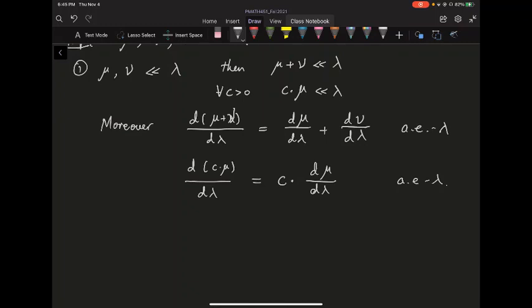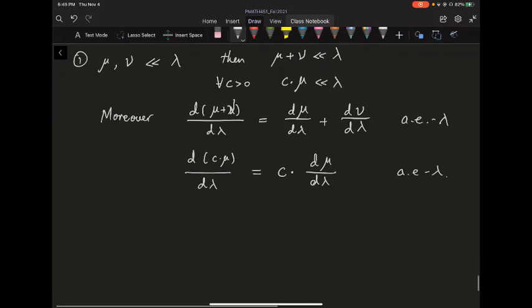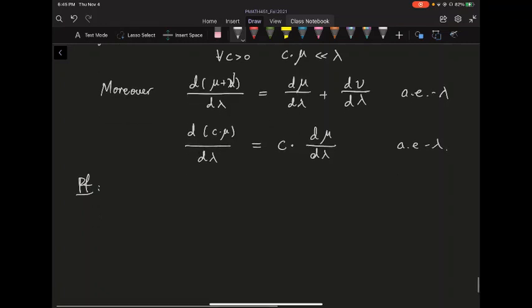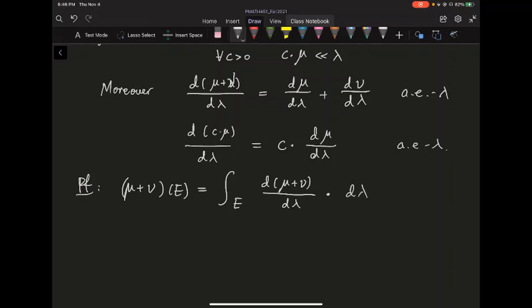Why is this the case? Well, let's just prove the linear part, and I'll leave the other one as an exercise. It's really simple because you just write basically the definition, and we already proved all the heavy lifting stuff. The uniqueness part is done in the Radon-Nikodym theorem already. So let's just consider mu plus nu of some set E. By the definition of the Radon-Nikodym derivative, this is equal to the integral over E of d(mu plus nu) over d lambda times d lambda. So this is the Radon-Nikodym function, I just write it this way.